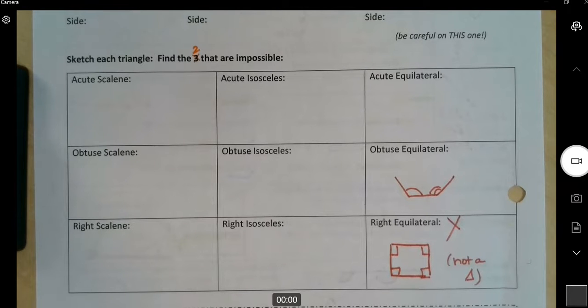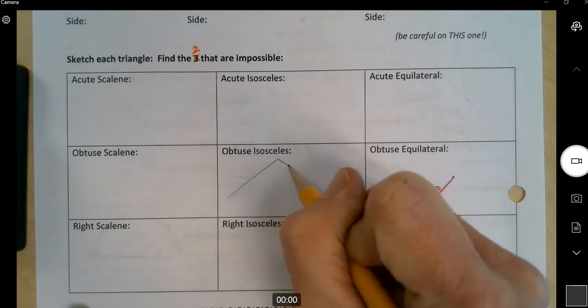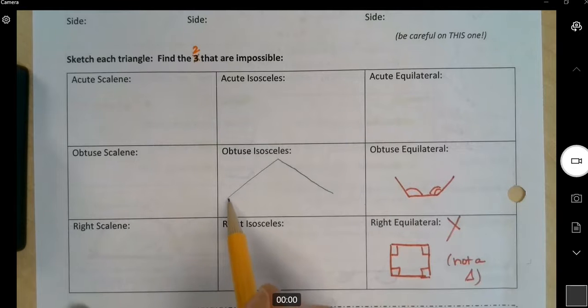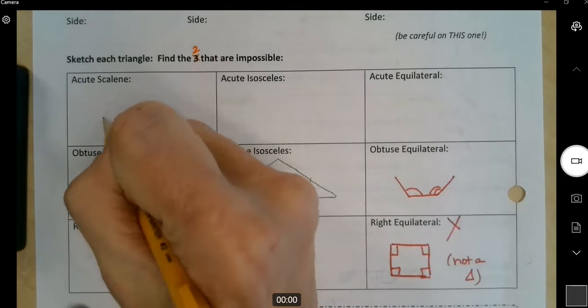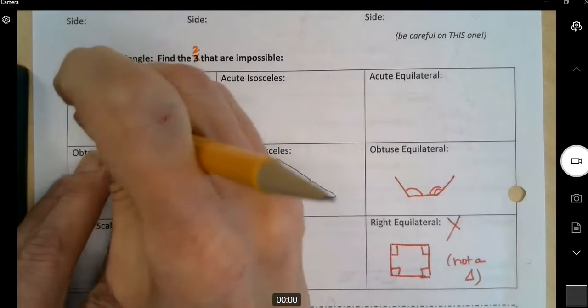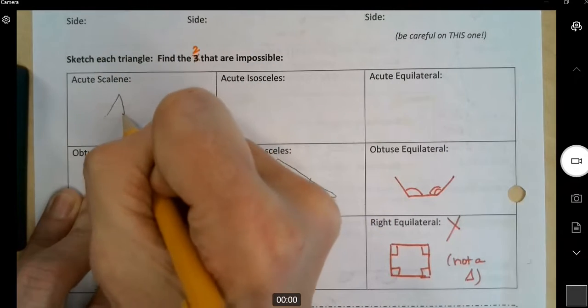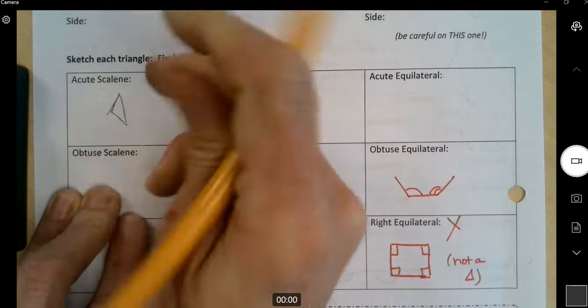Did you figure out your obtuse isosceles in the back? Did you? Yeah? Because an obtuse isosceles is going to be where this angle is obtuse, but then these sides are the same. Are we okay with that? Did you figure out acute scalene? Yeah? So that's just going to be a triangle that has 3 different sides. And that looks more isosceles. So maybe that. Oh. Right? Oops, that looks more.